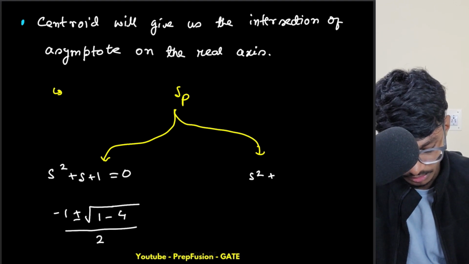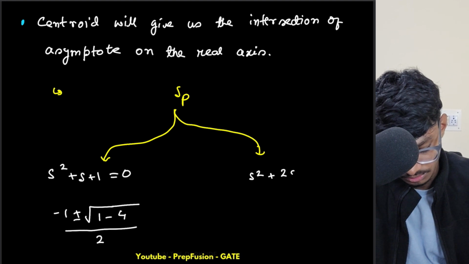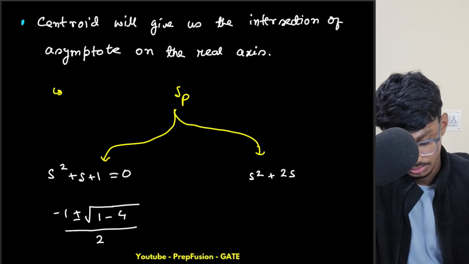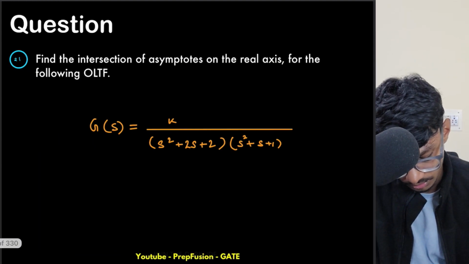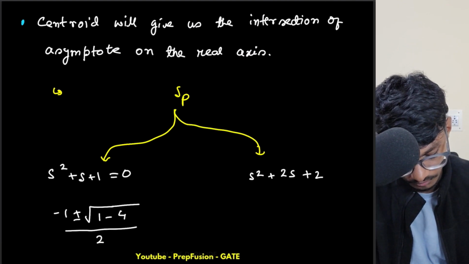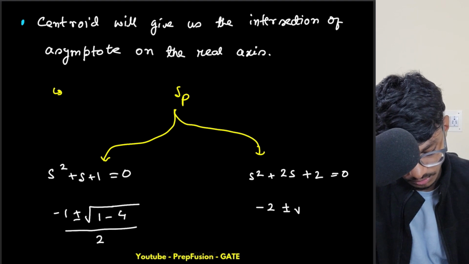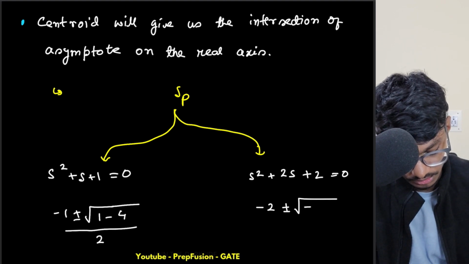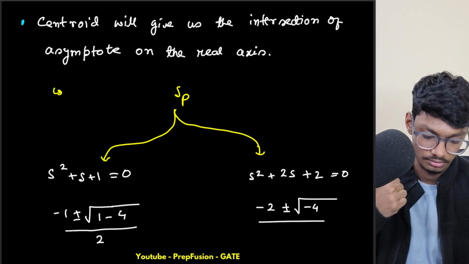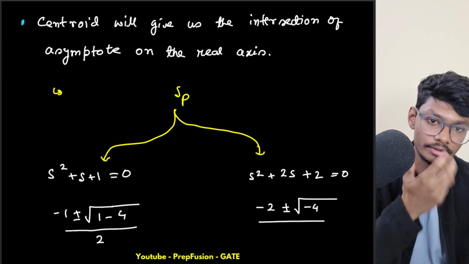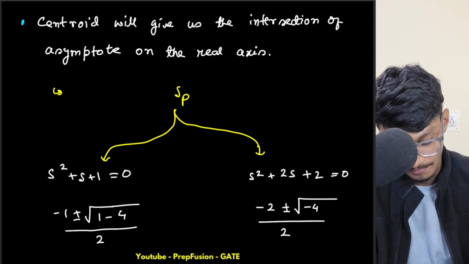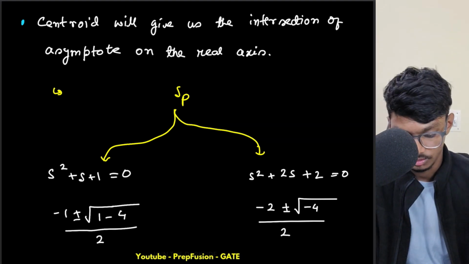And this is s square plus 2s plus 2 equals 0. This is minus 2 plus minus square root of b square minus 4ac, b square which is 4, minus 4 times 2 is 8, so minus 2 by 2. So these are complex conjugate.